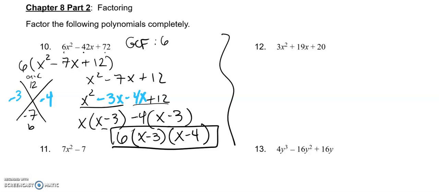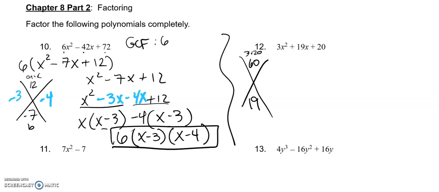The next one, no GCF here. 3 doesn't go into 19. In fact, 19 is a prime number, so looks like we have to do everything as is. On the top, we're going to do 3 times 20, which is 60. I'm going to put 19 down here. We're looking for two numbers that multiply to 60, add to 19.